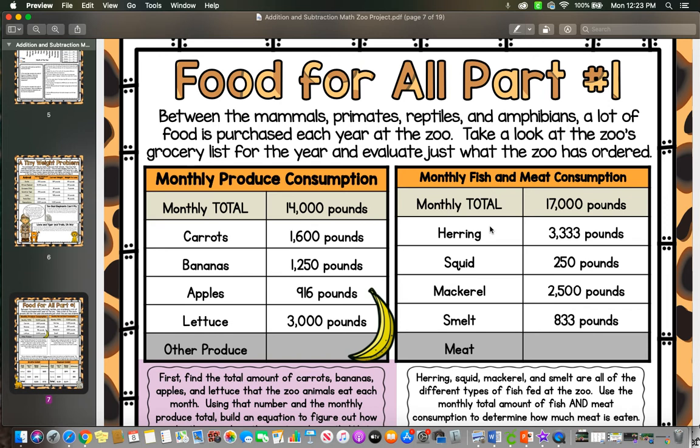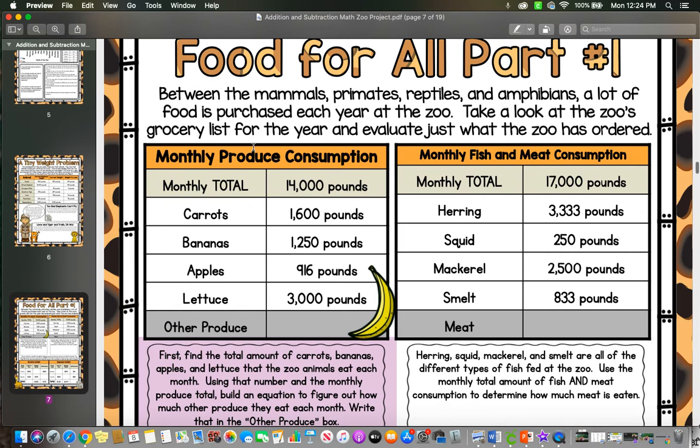Between the mammals, primates, reptiles, and amphibians, a lot of food is purchased each year at the zoo. Take a look at the zoo's grocery list for the year and evaluate what the zoo has ordered. So here's the monthly produce consumption. This is like fruits and vegetables. The monthly total is 14,000 pounds, and you see the breakdown here: carrots, bananas, apples, lettuce.